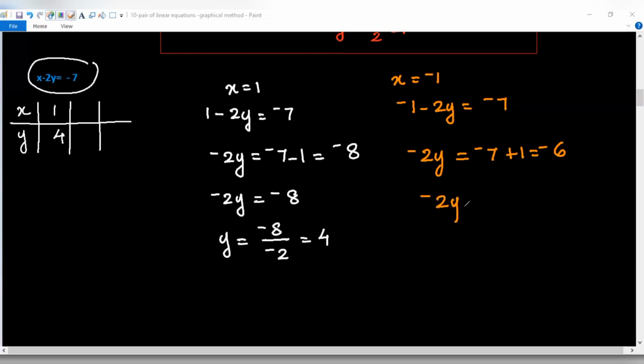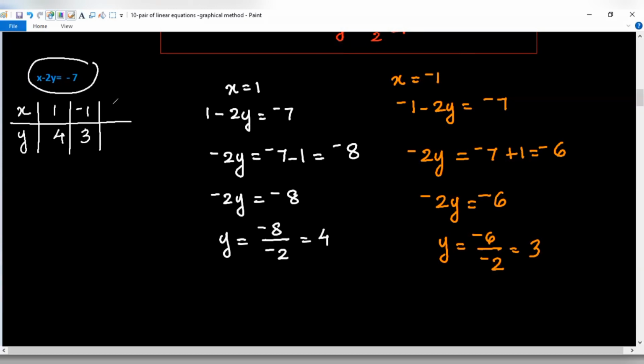So minus 2y is now minus 6. What we can say, y equals minus 6 by minus 2, that is 3. Okay, enough. We got integer values. In place of x, we can give minus 1, and in place of y, we can give 3. Similarly, we have to find one more pair, right? One more pair is needed for x and y.